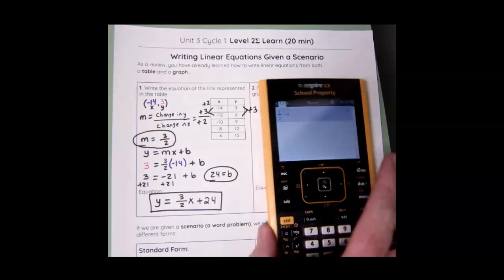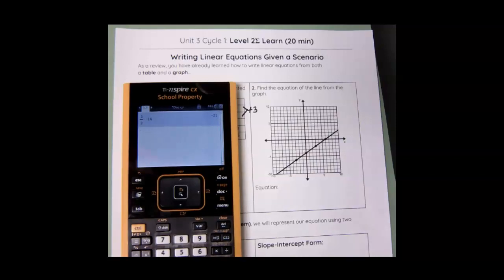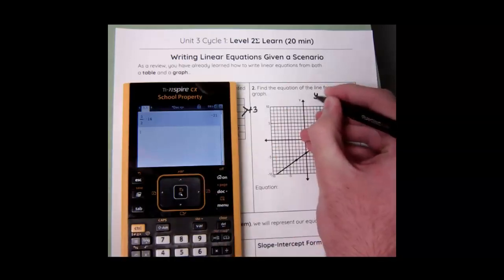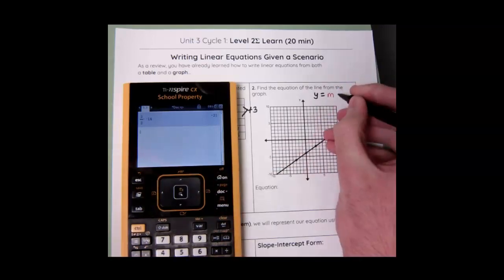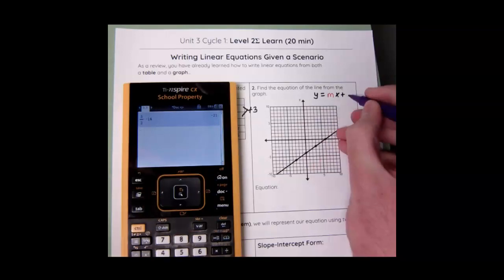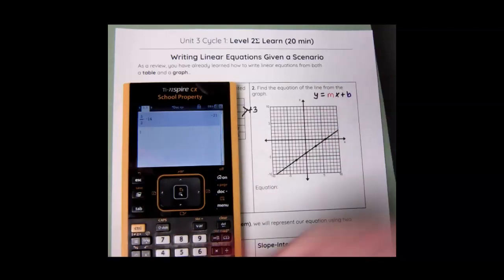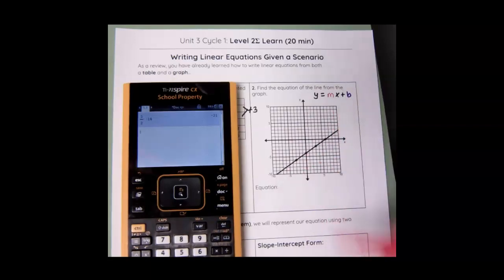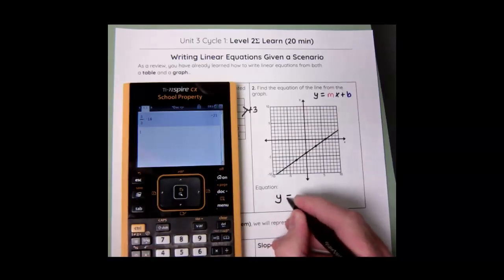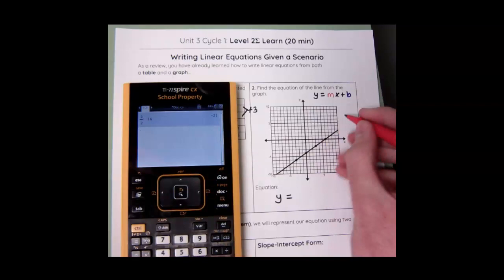Okay, so now to find the equation of the line from the graph, again, I need my slope and my y-intercept. So remember, y equals mx plus b. So my slope is rise over run, and my y-intercept is just where the line crosses the y-axis. So here, my equation, let's first find slope. So to find slope, I find rise over run.